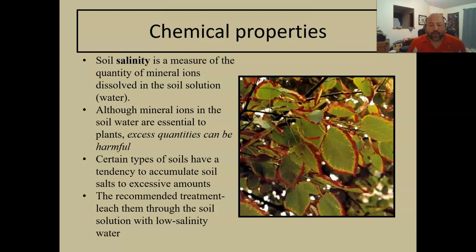Certain types of soil have a tendency to accumulate soil salts to excessive amounts. There's the idea of salinity. And we don't want to accumulate salts to an excessive amount, because that can basically just poison our soils. So the recommended treatment for this sort of thing is to leach them through the soil solution with a low salinity water. You basically just flush the excess salts through the system and spread them deep enough that they work their way through the soil and all the way out of the soil.